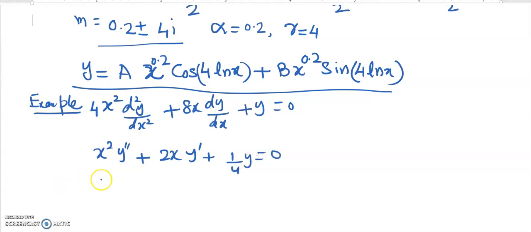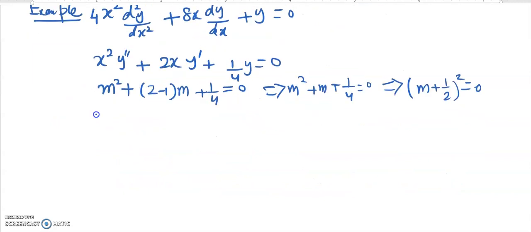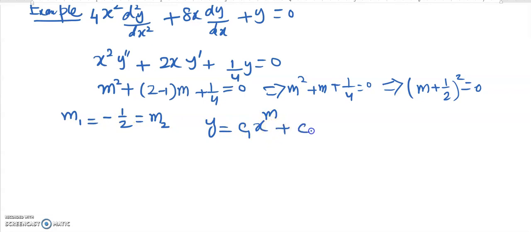So its characteristic equation will be m squared plus (2 minus 1) m plus 1 by 4 is equal to 0. So m squared plus m plus 1 by 4 is equal to 0. And now we see that this is a complete square of (m plus 1 by 2). So the roots are two identical roots, m1 is equal to -1/2 and m2 is also -1/2. Therefore, when there are two identical roots, the solution is in this form: y is equal to c1 x power m, m1 and m are the same, plus c2 x power m log of x.